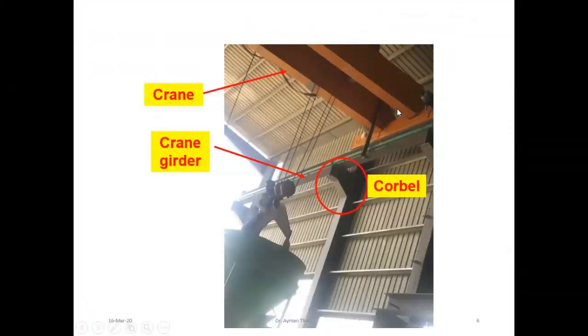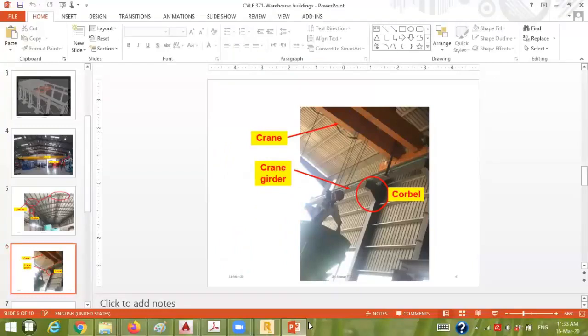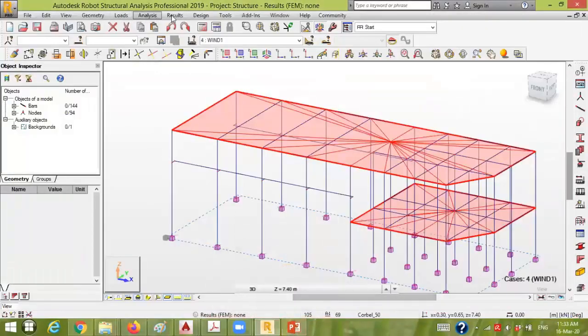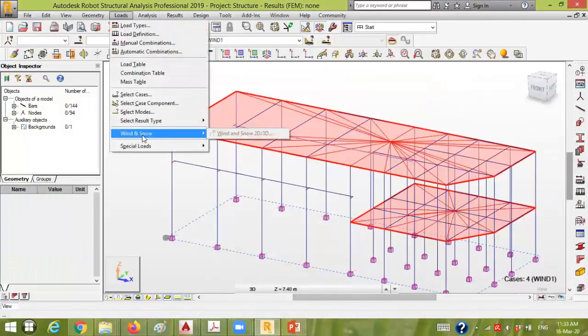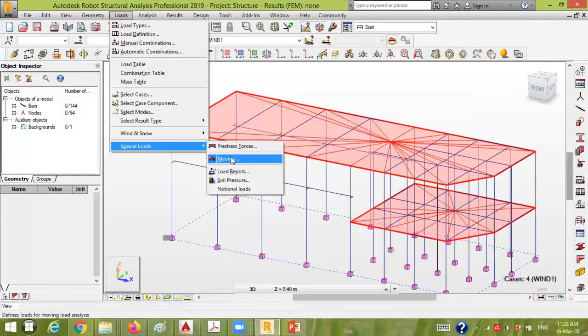Still, we need the position, the distance between these two concentrated loads. I will assume it equal to 1 meter in my project. And then we'll go to load, special load, moving.